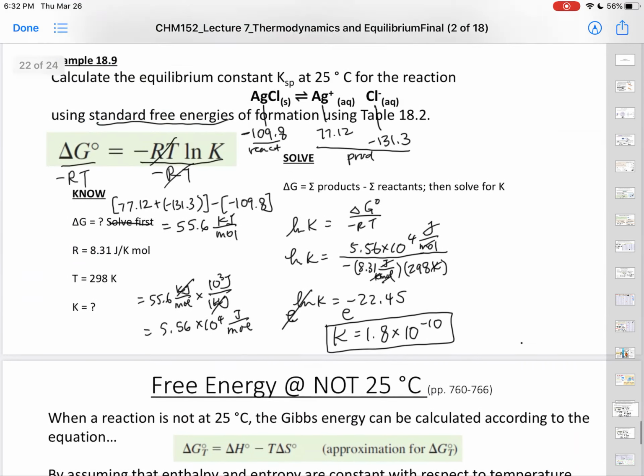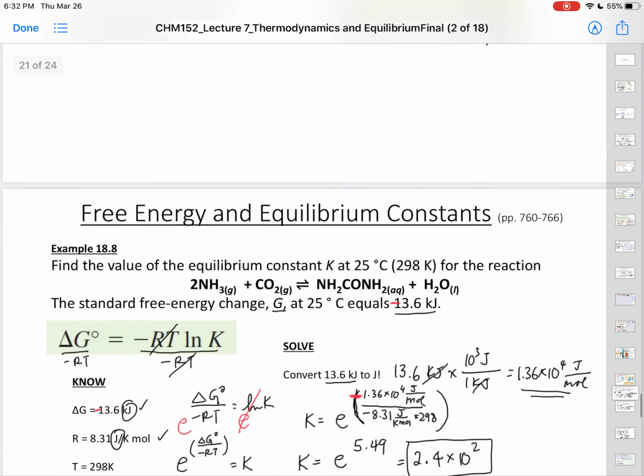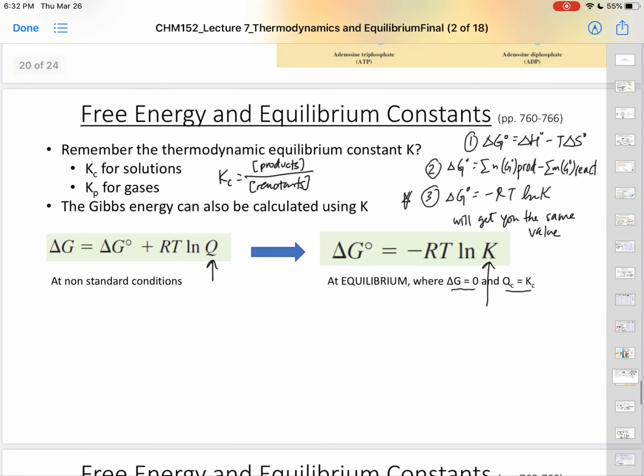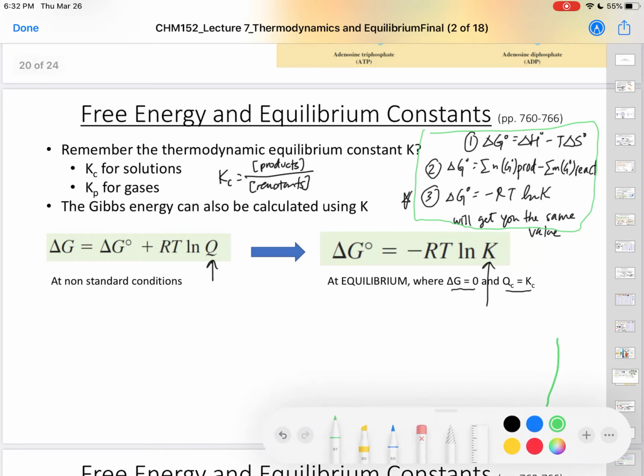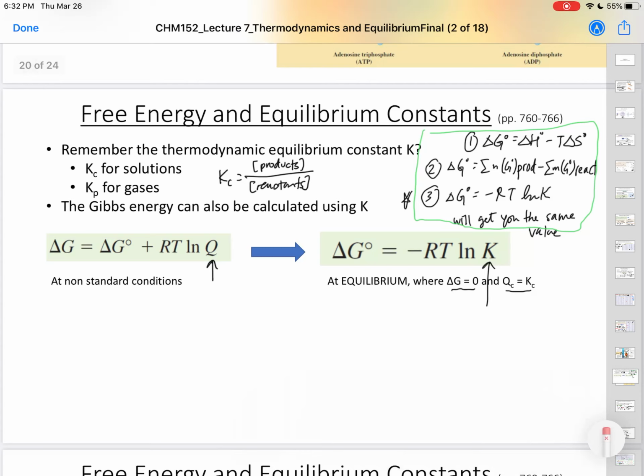Ultimately, on an exam, you wouldn't be asked to predict it, but you would be asked to calculate delta G. And again, there are 3 different ways to calculate delta G, and you will be tested on all 3 ways.